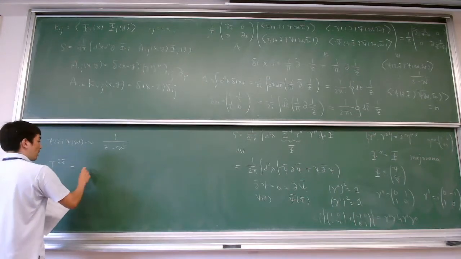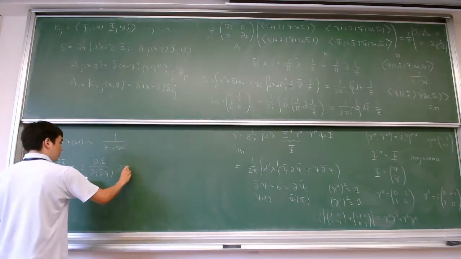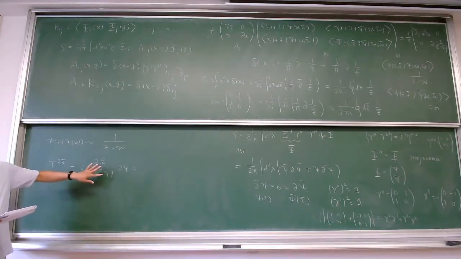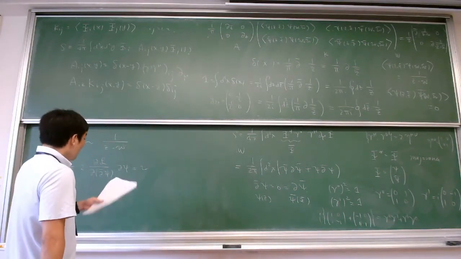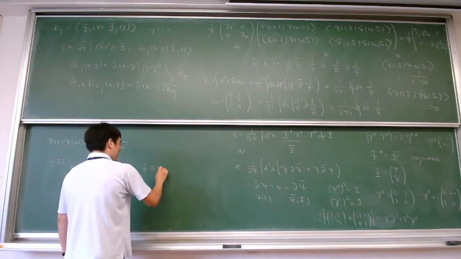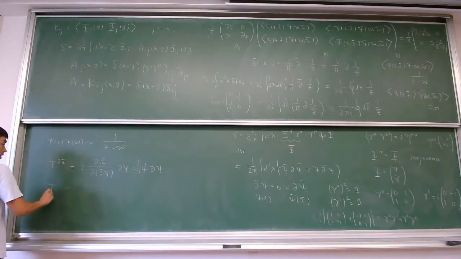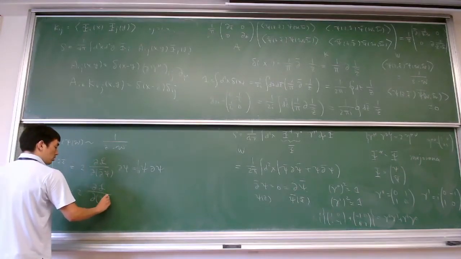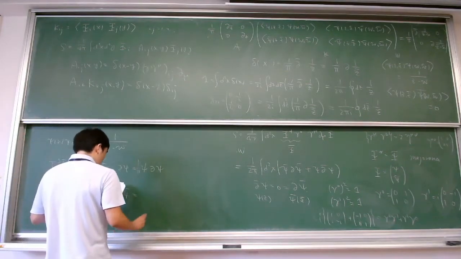z bar can be understood as 2 times the Lagrangian divided by partial psi. So therefore, this one will just give you psi bar, sorry, psi, up to some factor, 1/π. And T_{zz} can be understood as 2 times the Lagrangian, so this one is pi.